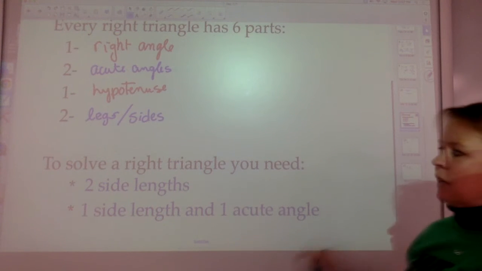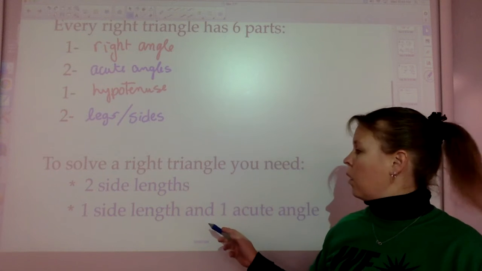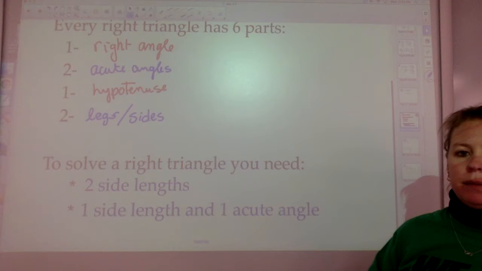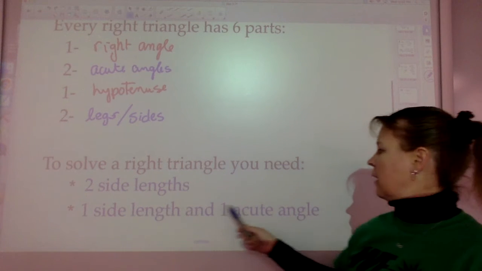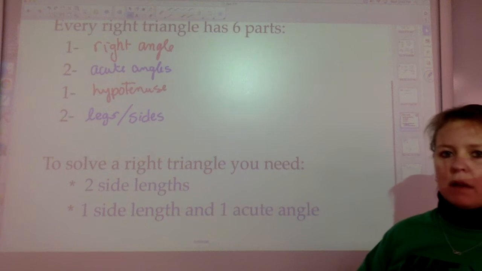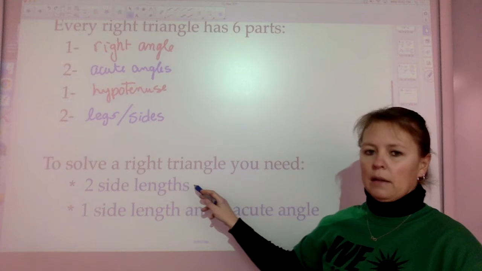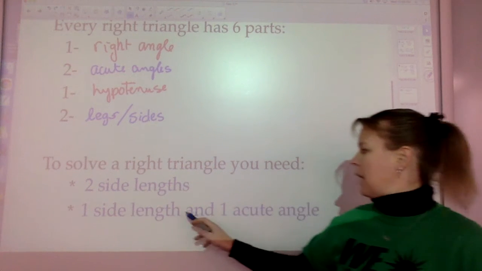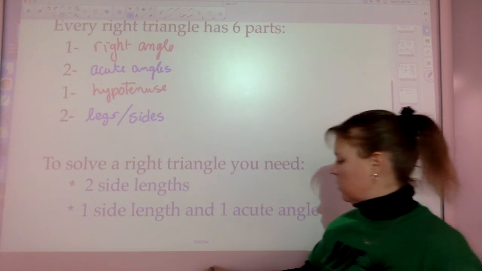they either have to tell you 2 side lengths every single time, or they have to give you at least 1 side length and 1 acute angle. So without 2 side lengths or a side length and 1 of the acute angles, we cannot solve a right triangle. And remember, we already know that it has a right angle in it also. So we'll have 2 side lengths and a right angle, or 1 side length, 1 acute angle, and a right angle. So we're going to have to find the other 3 parts of the triangle.